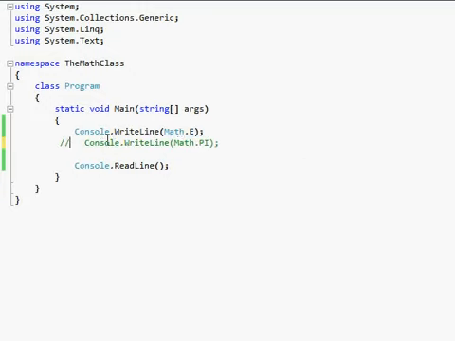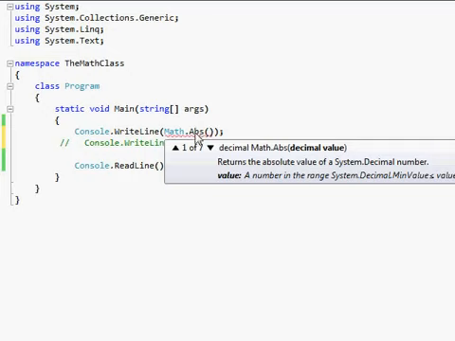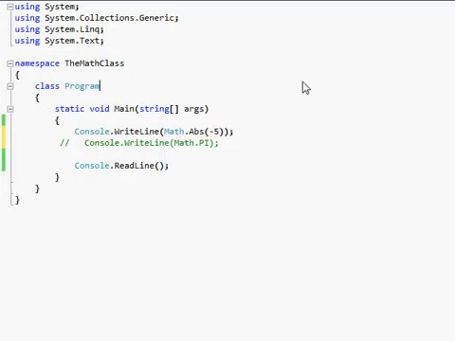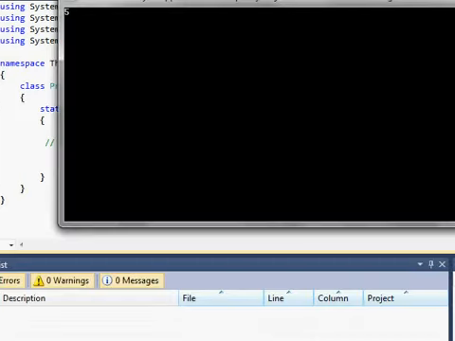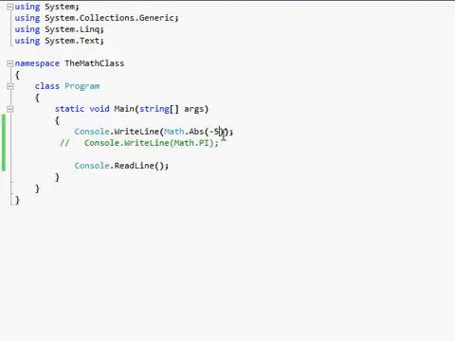Let me go ahead and comment that out. Math.Abs. Now, if you know about math, again, absolute value is the distance a number is away from 0. So this should print out 5. It's always positive. It basically just takes a number and makes it positive. So there's that one.